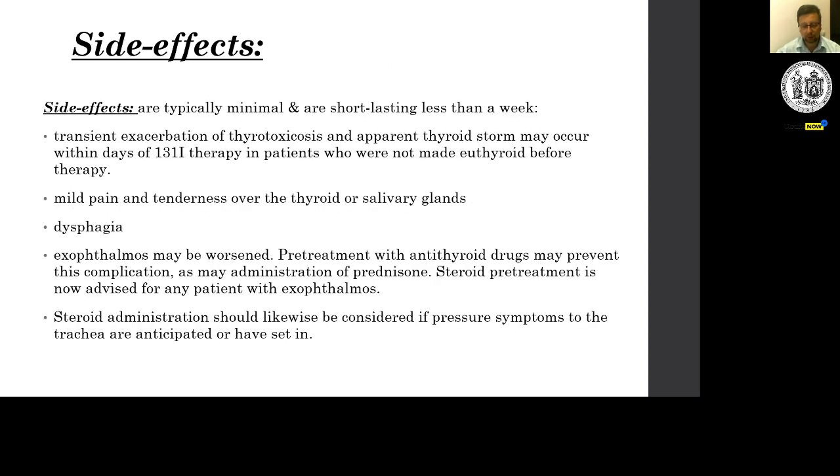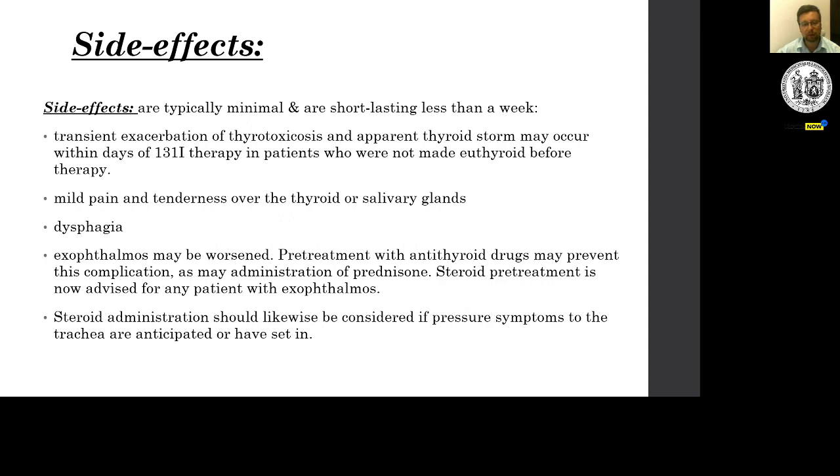Unfortunately, as with any radiation therapy, radioactive iodine has different side effects, and among them are usually short-lasting side effects that last less than 1 week. For example, transient exacerbation of the thyrotoxicosis and the so-called apparent thyroid storm, which may occur within the days of the radioactive iodine therapy in patients who were not made euthyroid before the therapy.